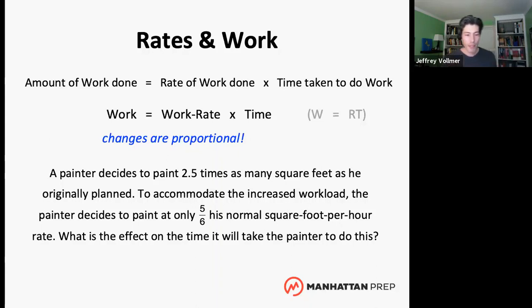So let's say originally the painter was going to paint... Anyone think of a good number of square feet that's going to be helpful for this problem? All right, let's say originally the painter was going to paint 10 square feet. Let's think about what his normal square foot per hour rate would have been.